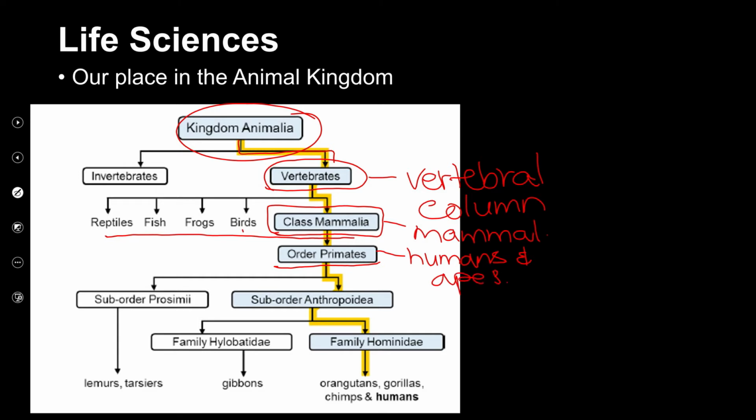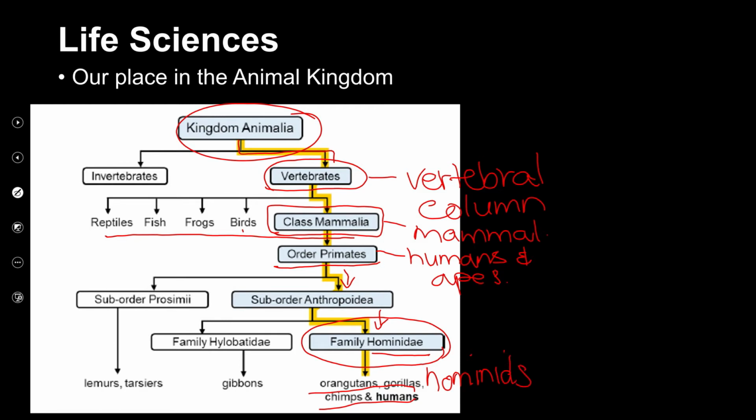Okay, then our suborder is Anthropoidea, and then we specifically belong, and this is where you need to know, we belong to the family Hominidae. Okay, so we must know that name. We must know that we belong to the family Hominidae, and Hominidae includes orangutans, gorillas, chimps, and humans. So it's all of the apes as well as humans. So it is the hominids that we find in the family Hominidae. Hominids.